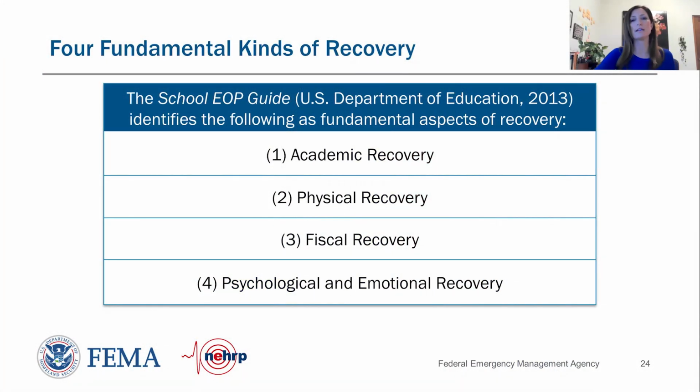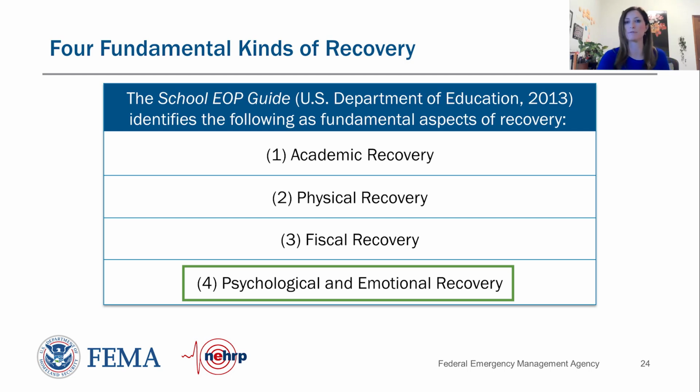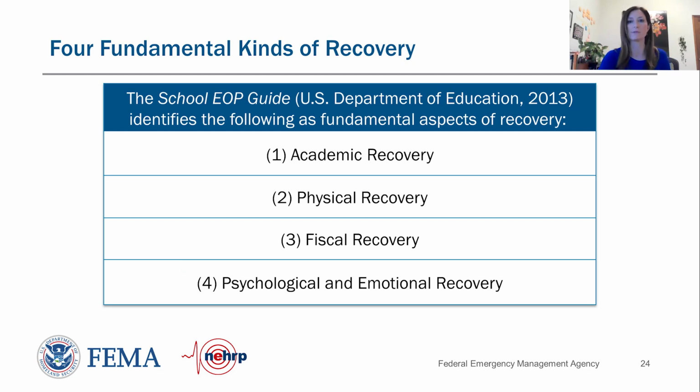The School Emergency Operations Planning Guide from the U.S. Department of Education that I mentioned earlier identifies the following 4 aspects as fundamental to recovery. So these include academic recovery, so getting students back on track and learning; physical recovery of school infrastructure; fiscal recovery in terms of the financial impact of disaster; and then psychological and emotional recovery. And this portion of the module will touch on all 4 of those elements.